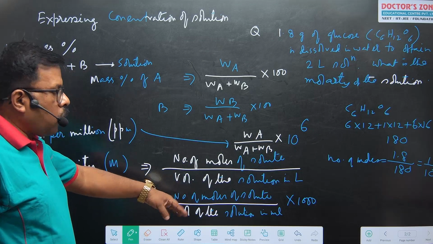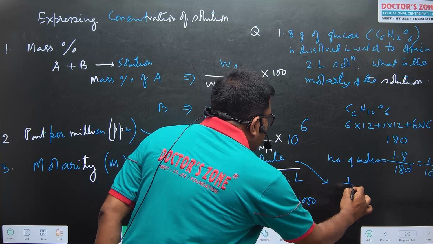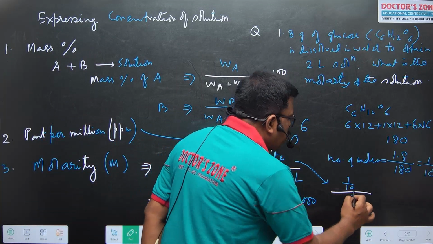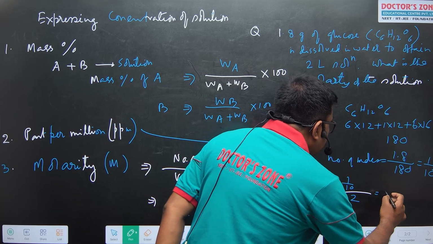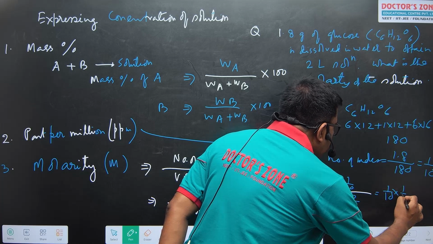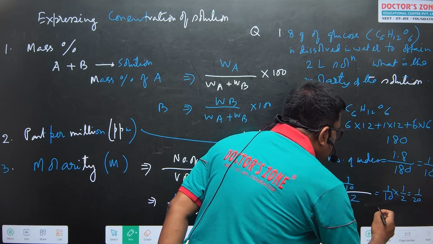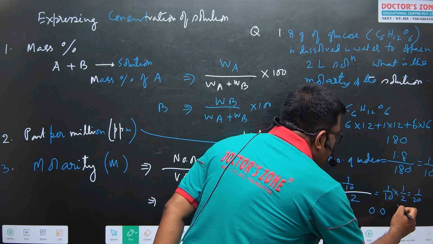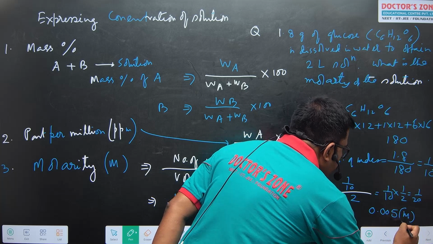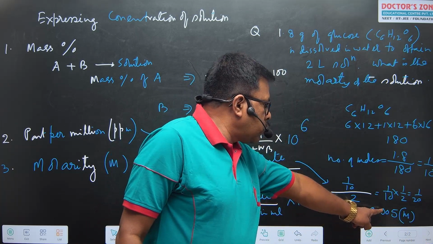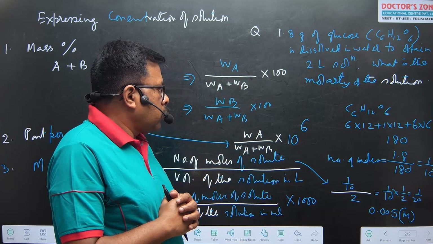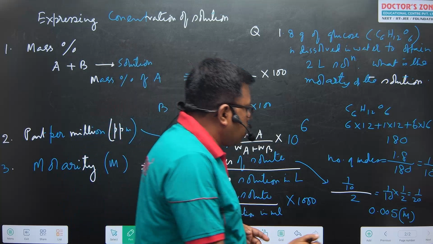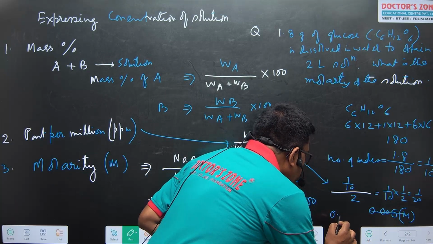फिर यहाँ पे तुम इसको फॉर्मूला में बैठाओगे, 1/10 डिवाइड बाई वॉल्यूम द सॉल्यूशन लीटर. क्वेश्चन में 2 लीटर है, तो बस ये 1/10 इंटू 1/2, that is 1/20, that is 0.05 मोलर. Sorry, it will be 0.05 molar.